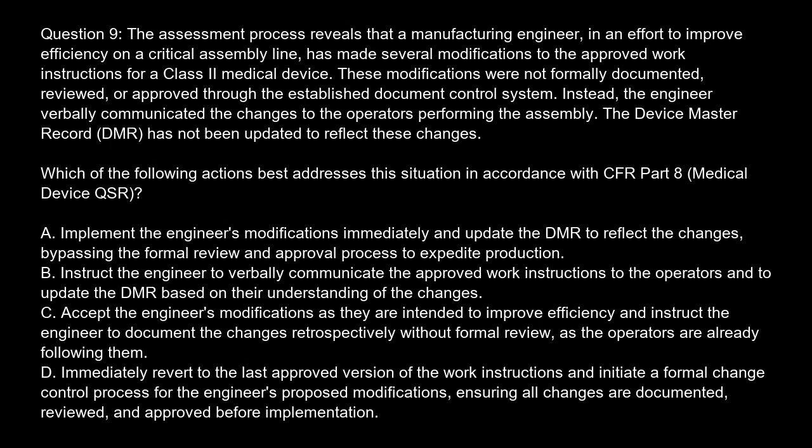Option A. Implement the engineer's modifications immediately and update the DMR to reflect the changes, bypassing the formal review and approval process to expedite production. Option B. Instruct the engineer to verbally communicate the approved work instructions to the operators and to update the DMR based on their understanding of the changes. Option C. Accept the engineer's modifications as they are intended to improve efficiency and instruct the engineer to document the changes retrospectively without formal review, as the operators are already following them.